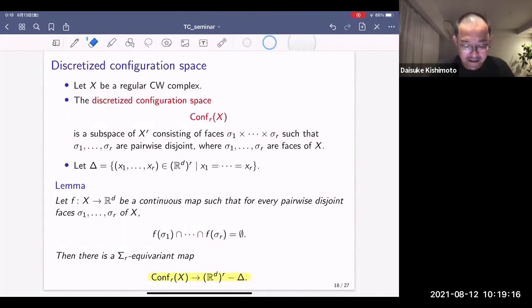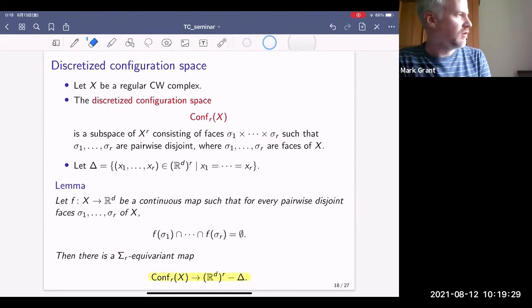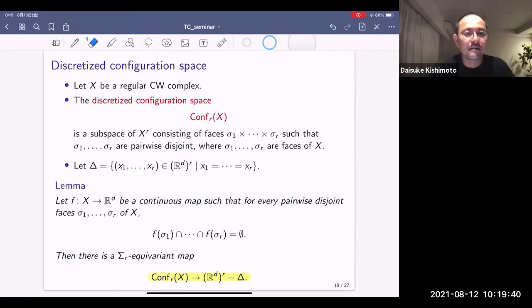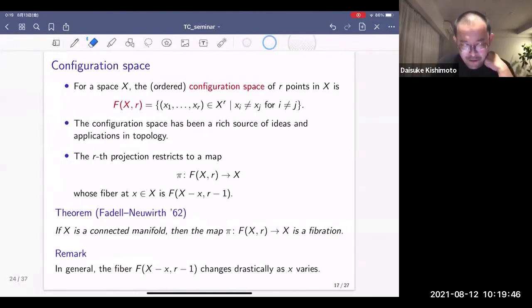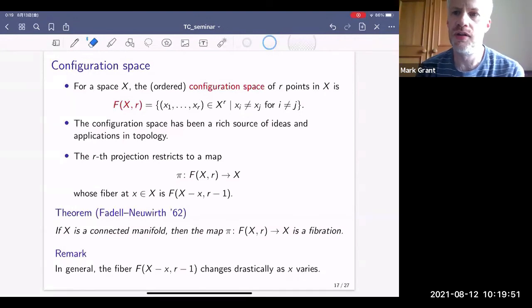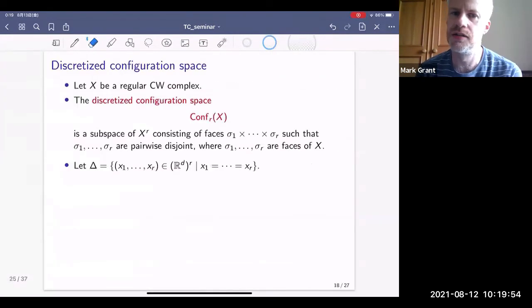I meant that the Fadell-Neuwirth fibrations only work for manifolds, but we are not using that, so we don't have that. I guess I didn't fully internalize the condition that you're using, but I thought maybe it would imply that it's a homology manifold, even if it's not a manifold, but maybe I'm wrong. Sorry, are you talking about this theorem? I'm talking about your main theorem and the assumptions placed on X.